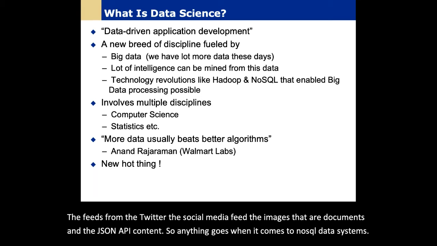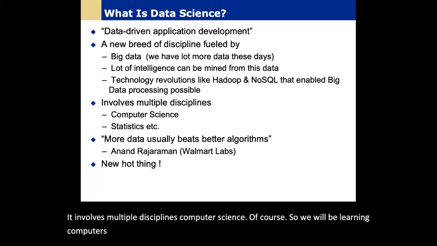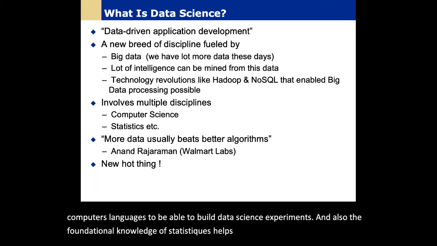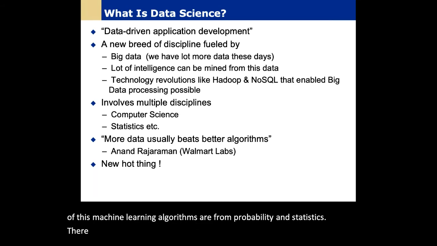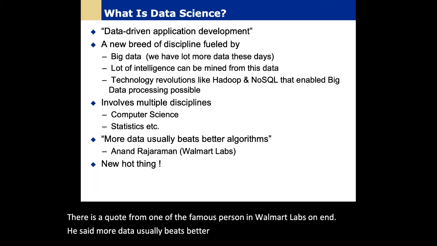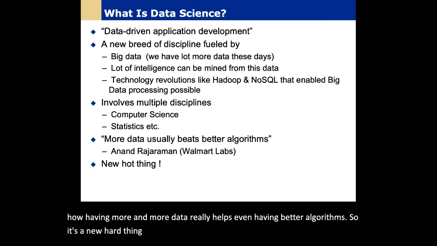It involves multiple disciplines, computer science, of course, so we will be learning computer languages to be able to build data science experiments. The foundational knowledge of statistics also helps a lot, because the roots of most of these machine learning algorithms are in probability and statistics. There is a quote from Anand, a well-known person at Walmart Labs, that more data usually beats better algorithms. You will see why, and how having more and more data really helps, even compared to having better algorithms. It's a new hot thing, and that's the idea behind this whole course.